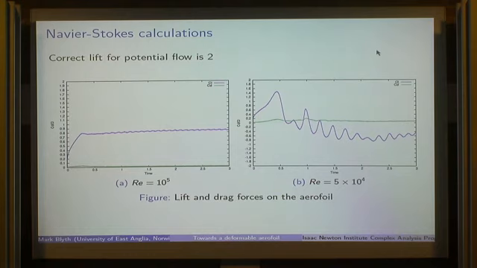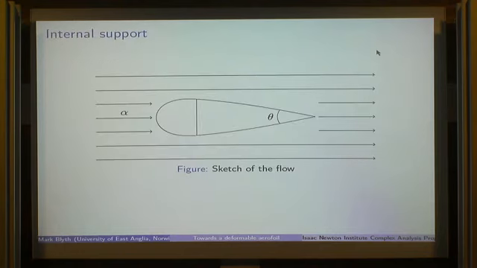Okay, so it's some way off that. So it's a strong indicator that that's not a potential flow solution in the DNS. Right, so how do we make this thing look more like an aerofoil? Well, we want it to be as non-intrusive as possible, but we've got to do something, so we thought about putting an internal support in.